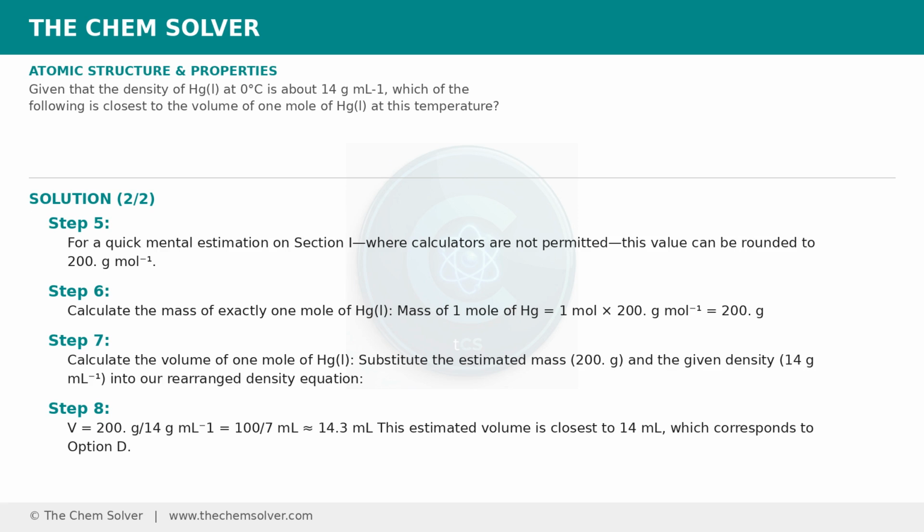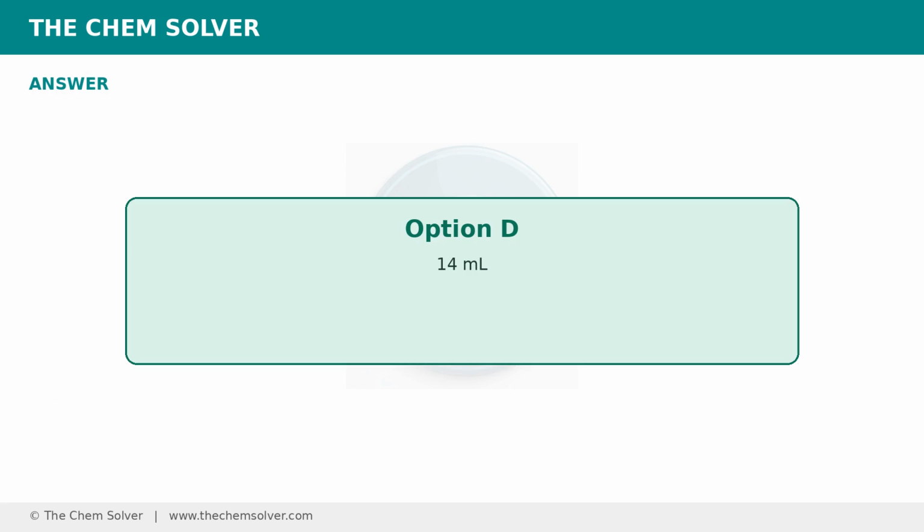This estimated volume is closest to 14 milliliters, which corresponds to option D. The correct answer is option D, 14 milliliters.